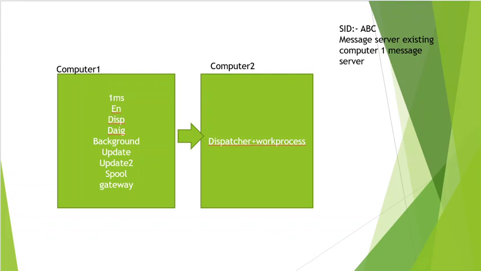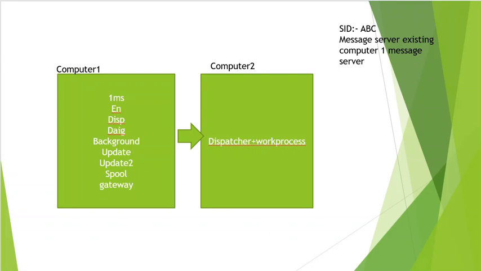When you install an additional application server, you have a dispatcher and you will get work processes, which means dialog process, background process, update 1, update 2, spool, gateway, ICM. Based on the requests you get from the users, your message server will route your request to the available work processes.